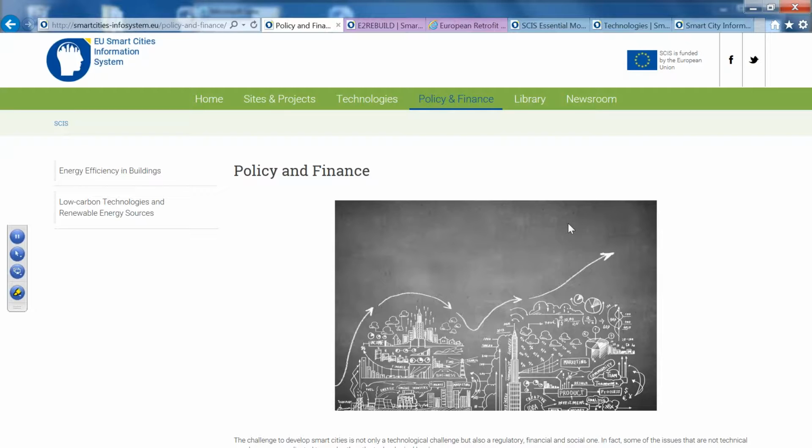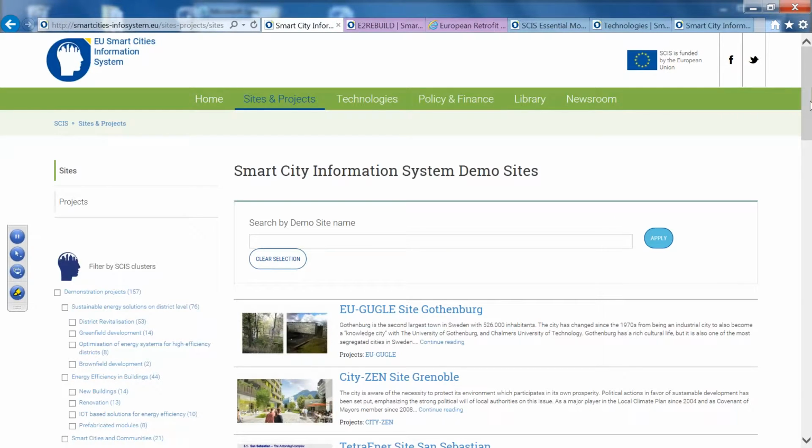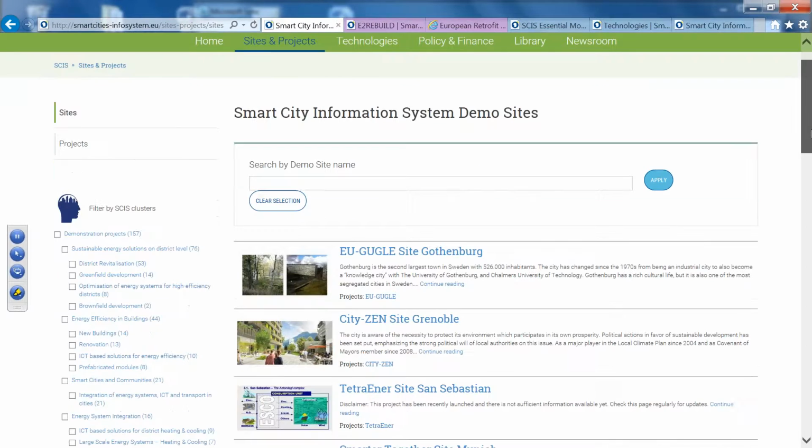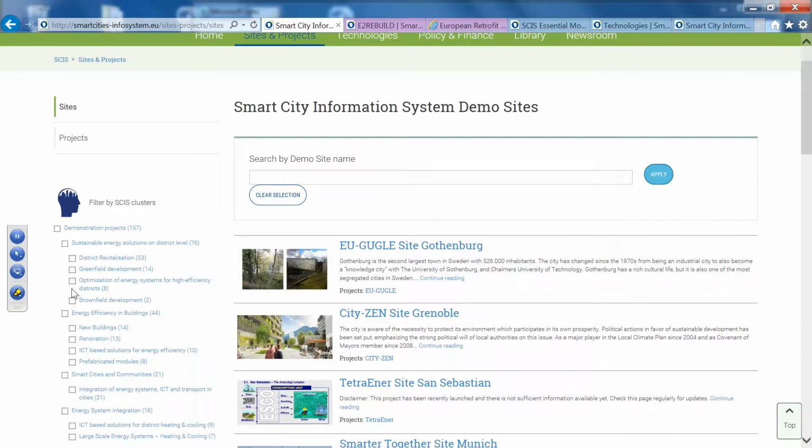And we, as a smart city information system, don't want to lose the big picture, so we don't want to get very specific, because for that the project websites are there. So we always want to show the general picture. You can always see what sites are there, what projects are there, and from the big picture you can always go deeper and deeper into the different clusters that you want.